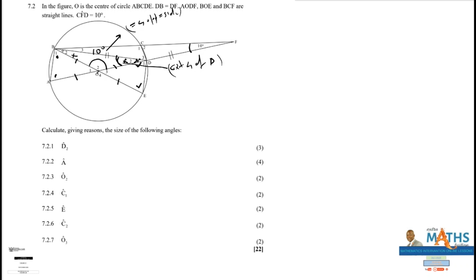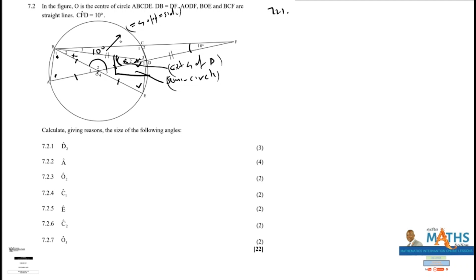Let us look for BE. BE is subtending at D, the whole of D. It means this D will be 90. Why? It's because of semicircle. Remind me about that when we need it. Okay, now we have invested plus or minus 4 minutes on this statement. Let us check now how long it will take us to solve this problem. Let us go for 7.2.1. For 7.2.1, we need to calculate D2.